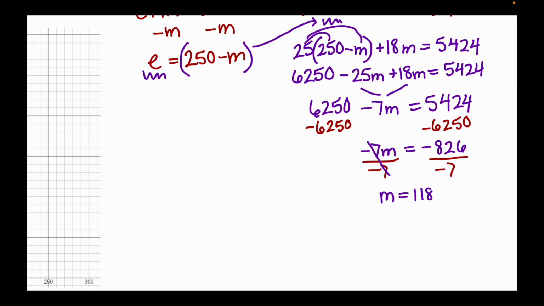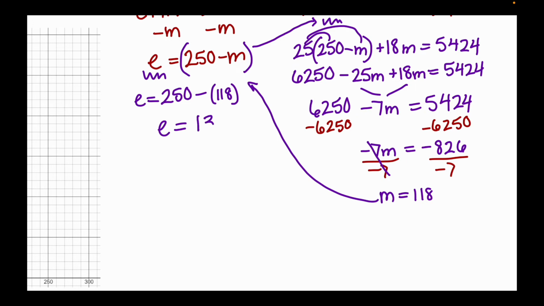Now the nice thing is, when I bring this back up here, I can pretty easily plug it into this equation and solve to find the number of evening tickets, because it's already solved for evening. So I can say E is 250 minus now 118, and 250 minus 118 is 132, so I can say that evening is 132.